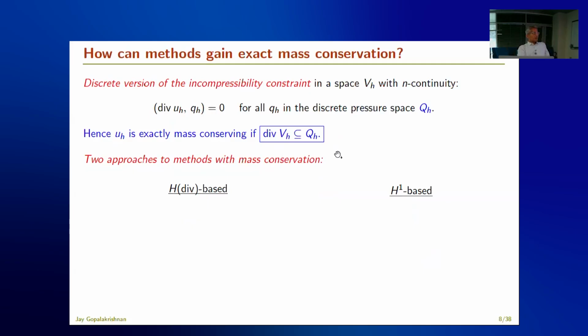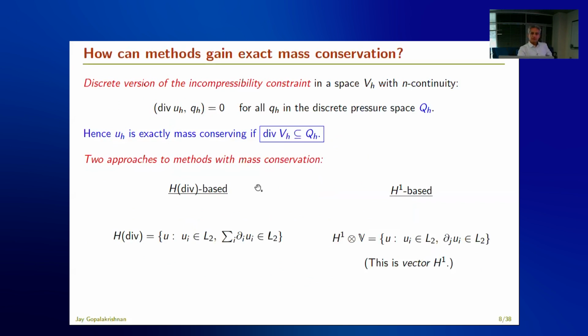This allows you to now categorize the methods into two categories. You could think of velocity spaces with full continuity or with just normal continuity. Just the normal continuity falls into the H-div based methods. H-div is, of course, a space where you have velocity components in L2 and the divergence in L2. H1-based methods, this is the notation for vector H1. Every component has a derivative in L2.